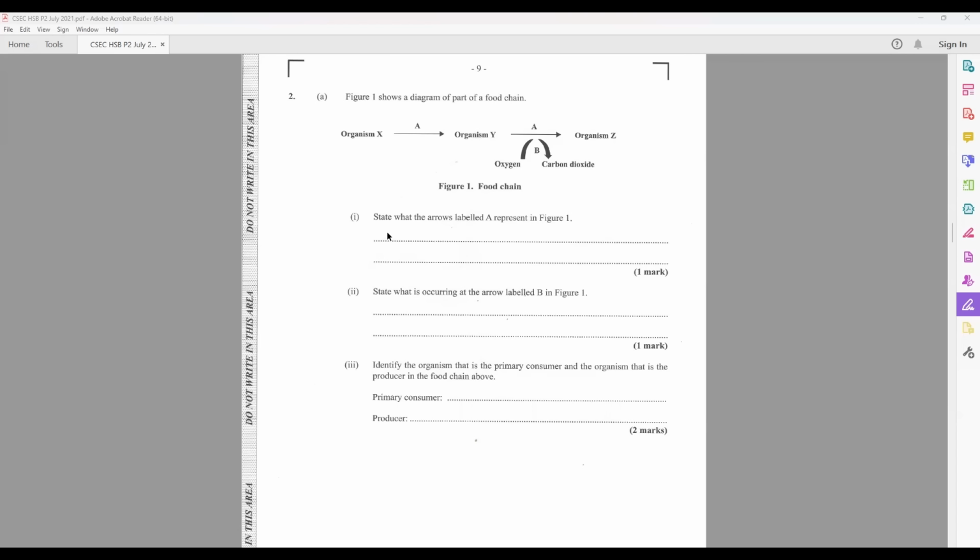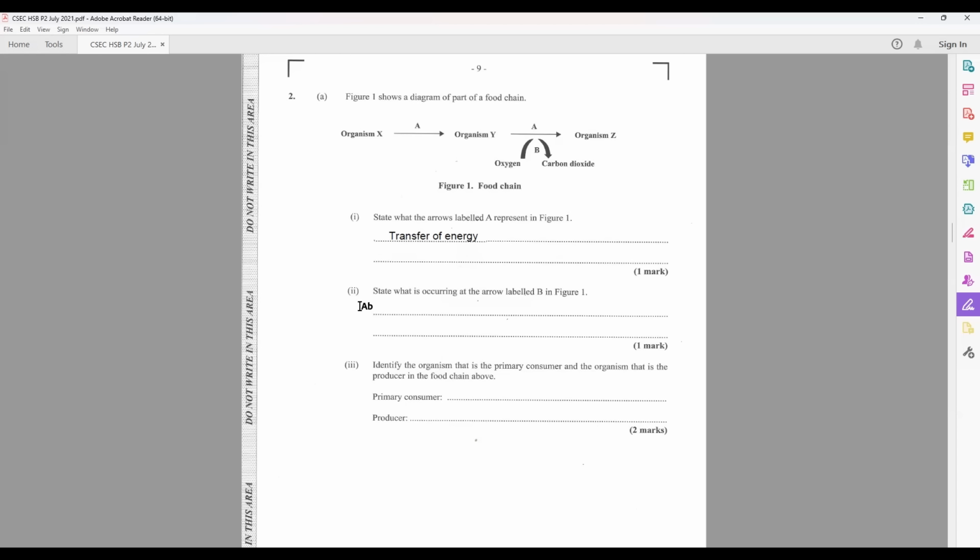Arrows in a food chain show the transfer of energy. It shows the direction in which the energy is being transferred. So it means the energy is being transferred from X to Y, or from Y to Z, right? The organism that is doing the eating, the predator, is the one receiving the energy. Organism Y doesn't have to be a predator, it could be a herbivore. Herbivore is not a predator. It cannot hunt the plant, but it is still doing the eating.